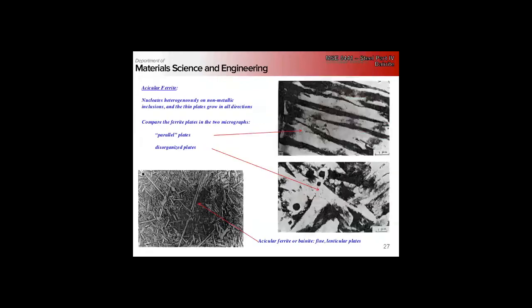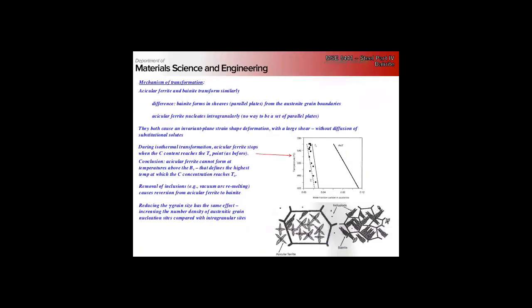Acicular ferrite is basically Bainite, but instead of nucleating at a prior austenite grain boundary, it nucleates in the grain heterogeneously from dislocations or other small particles. Non-metallic inclusions are a big nucleation spot, but acicular ferrite is basically just Bainite growing in a different way. And we see that because it also stops at the T0 concentration.